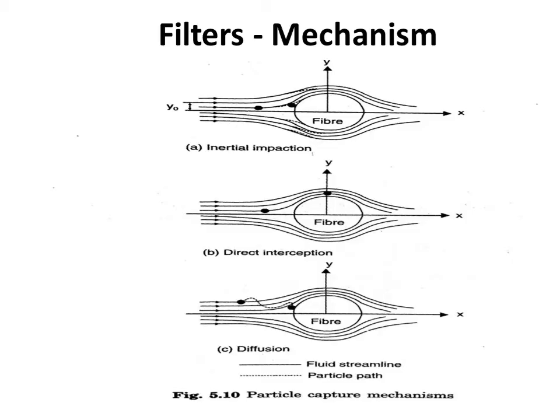Diffusion mechanism is important for particles that are in the submicron range, that is usually 0.01 to 0.05 micrometer. The particles usually do not follow the gas streamline surrounding the fiber because the individual motion of the particles can be affected by their collisions with the gas molecules. This zigzag random Brownian motion causes the particles to impinge and adhere to the surface of the fiber.